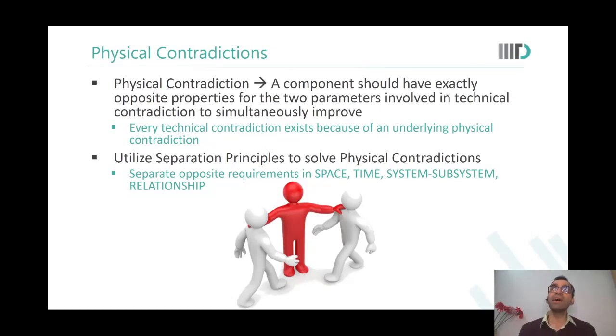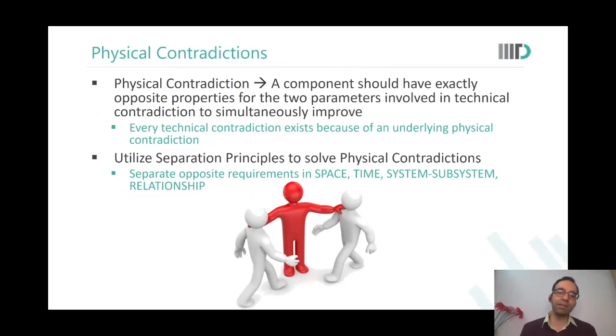For example, the chain of a bicycle needs to be strong, hard, but it also needs to be flexible. Now we're talking about the same object, the chain of the bicycle, but I want it to be hard and I want it to be flexible also. Such contradictions, when we zero them down onto one component of the entire system, are called physical contradictions. And he then said that we will use separation principles to solve physical contradictions.